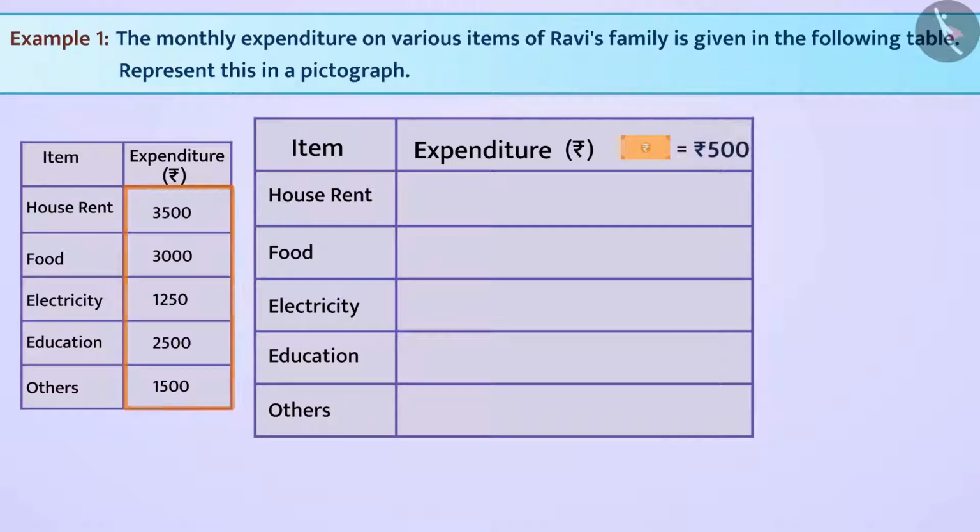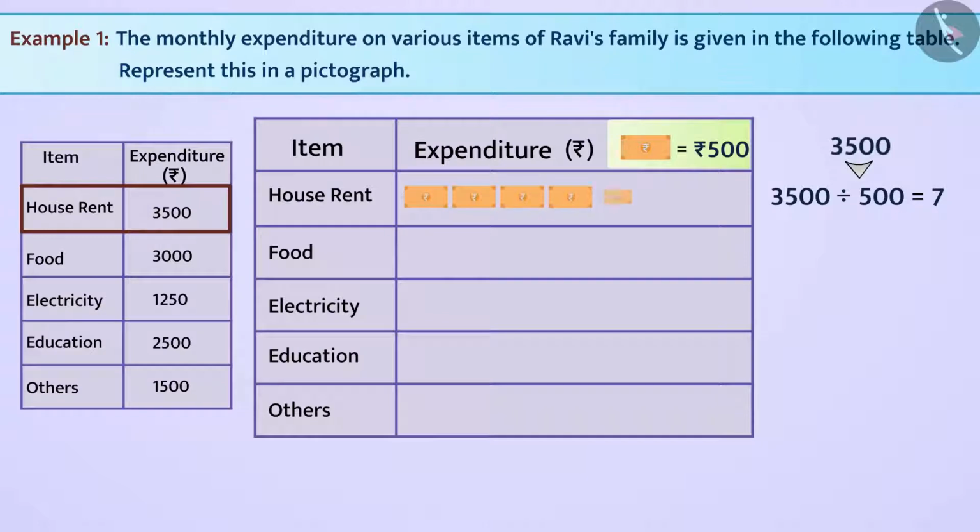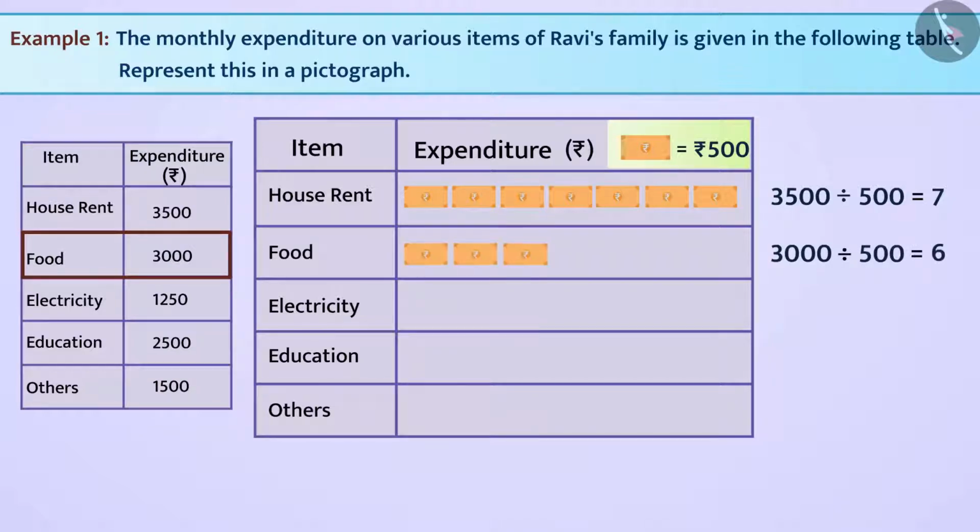House rent is equal to 3500 rupees. Since the value of one picture is 500, to show 3500, we have to make 3500 divided by 500 is equal to 7 pictures, which we will make in this way. Similarly, 3000 rupees has been spent on food. Therefore, we will represent it by drawing 3000 divided by 500 is equal to 6 pictures.